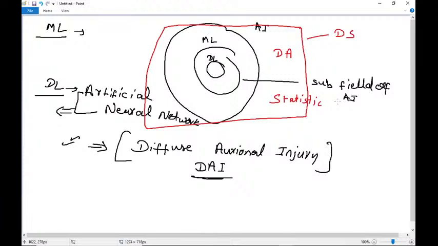Or we can say all these fields are part of data science, or these fields are interconnected. Now we will see the future of data science. Okay, and come to the article.